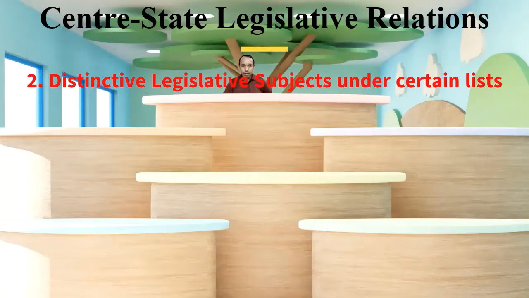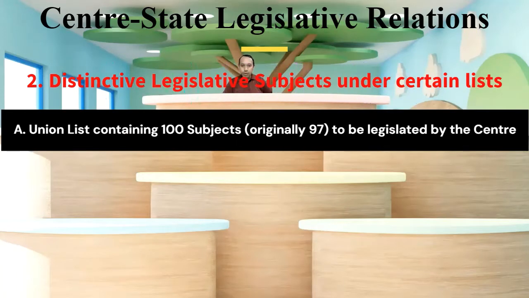The lists are the union list that comprised originally 97 subjects and now 100 subjects, over which the parliament or center has the exclusive right to make legislation. These subjects include defense, banking, railways, airways, insurance, communication, trade and commerce, audit, election, and so on.